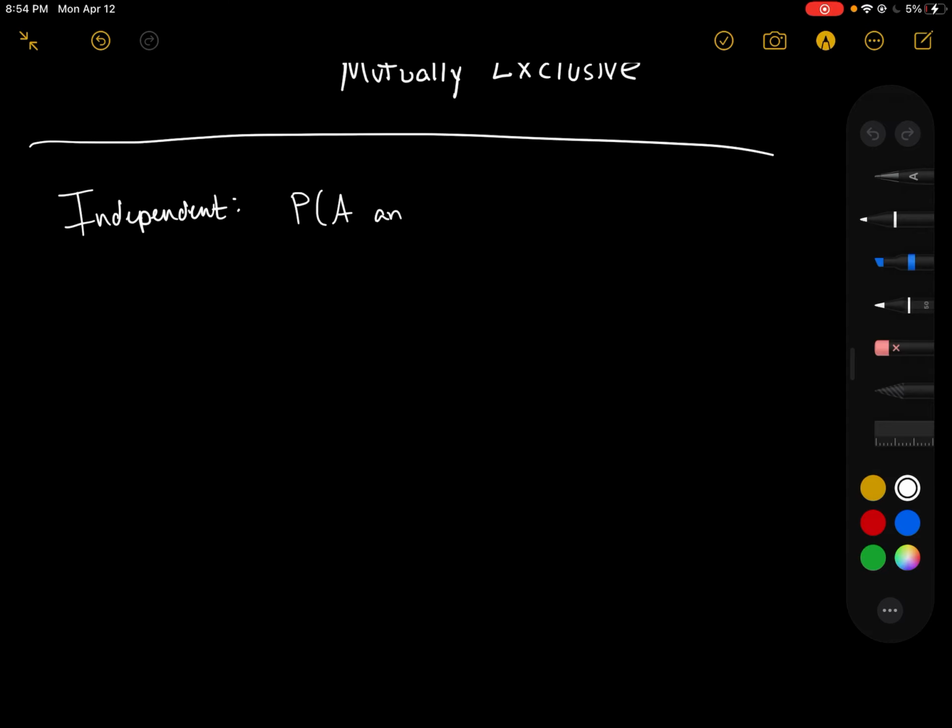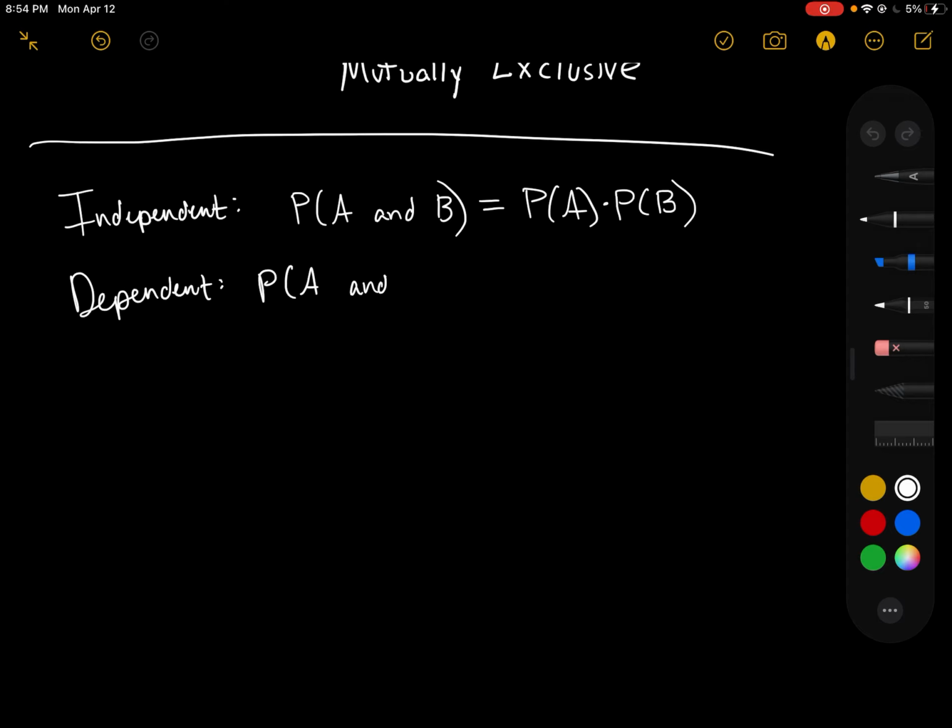So first formula for independent events. So again, this is events that do not impact each other in any way. If we have the probability of A and B, this equals the probability of A times the probability of B. So a simple multiplication problem.